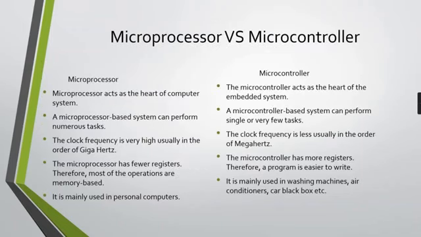What is the basic difference between a microprocessor and a microcontroller? The microprocessor acts as the heart of a computer, whereas the microcontroller acts as the heart of an embedded system. A microprocessor based system can perform numerous tasks, whereas a microcontroller based system can perform a single or very few tasks. A microprocessor is mainly used in personal computers, whereas a microcontroller is used in washing machines, air conditioners, car black box, etc. The clock frequency of microprocessors is usually high, in gigahertz, and the clock frequency of a microcontroller is usually in megahertz.